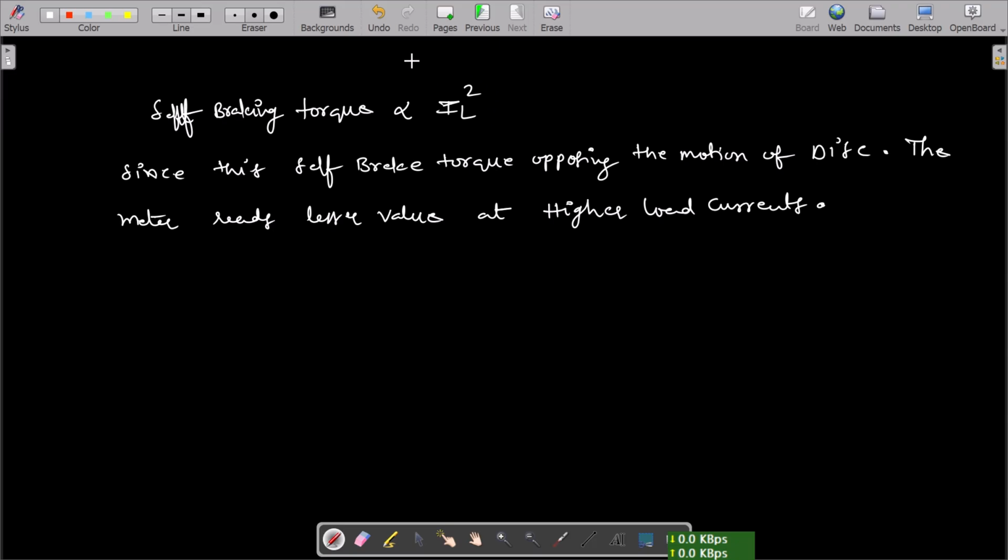Okay, so the meter will read a lesser value, because the number of revolutions made by the disk will be equal to the energy reading in the meter. So if the self braking torque is opposing the motion of the disk, then the meter will read lesser energy. That is why it is getting lesser energy. Okay, now the remedy.